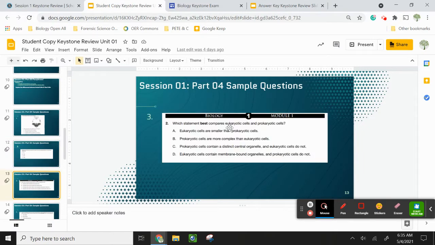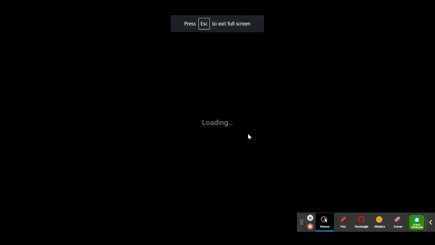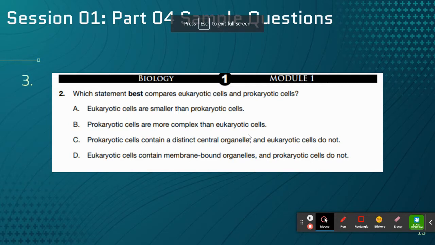Okay, number 3. Which statement best compares eukaryotic and prokaryotic cells? Eukaryotic cells are smaller than prokaryotic cells. Prokaryotic cells are more complex than eukaryotic cells. Prokaryotic cells contain distinct central organelles and eukaryotic cells do not, or eukaryotic cells contain membrane-bound organelles and prokaryotic cells do not. Answer this on the Ed puzzle.